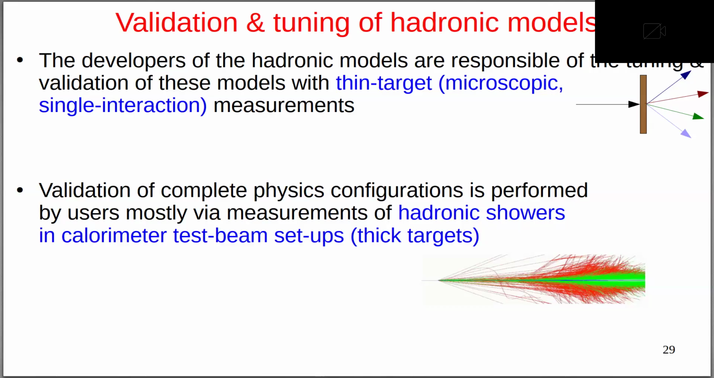One is called thin target, or microscopic, or single interaction validation, which is made by the developers of the hadronic model, where there is a well-defined interaction, and we look at what is produced experimentally, and we compare with the theory, with the simulation results. I will show you in a second. And then there is a second one, for the user, to take a complete physics configuration, able to handle all the cases. Typically, in the high energy context, these are calorimeter test beams. And I will show you an example.